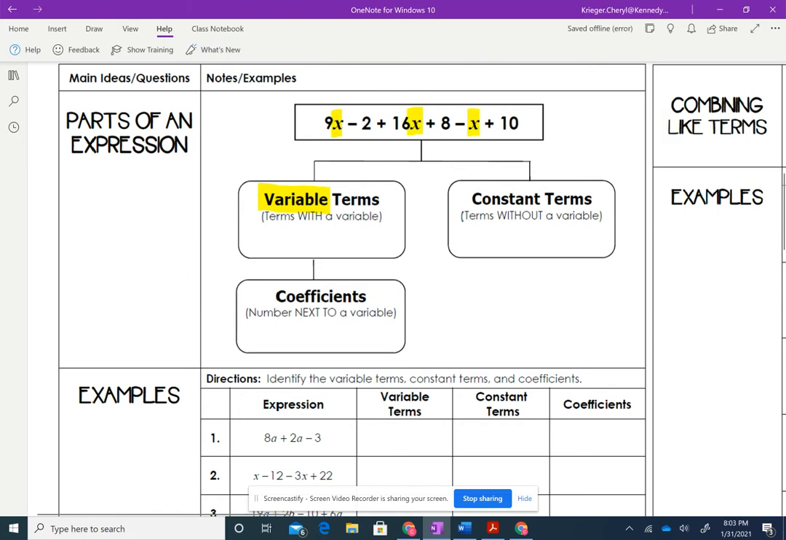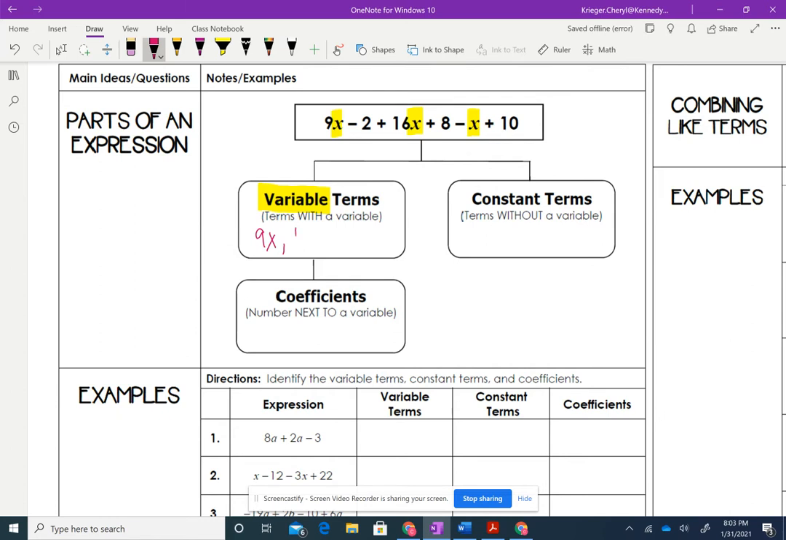Okay, so the variable terms are going to be 9x. What else? 16x and negative x. And if it's negative x, right, we can put a 1 in front of it. Negative x means negative 1x. Okay, let's cross those out now that we've used them so they don't confuse us anymore.